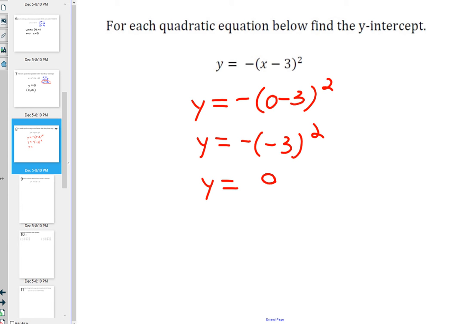-3 squared is 9, but then when that negative in front drops, it stays as a -9. Which you might also see as (0, -9).